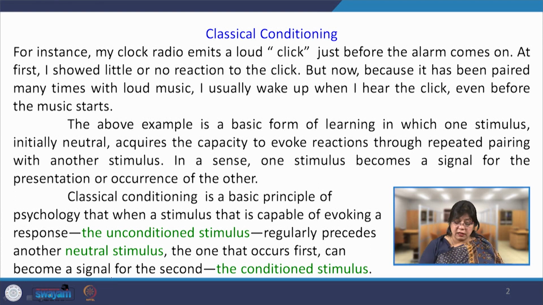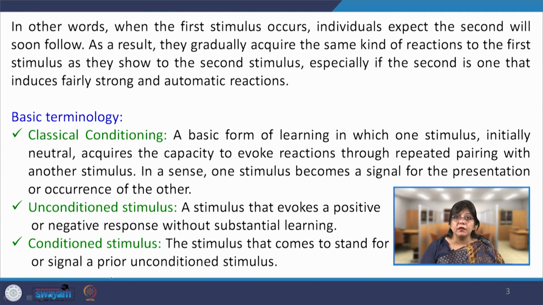Now, in this form of classical conditioning, when the first stimulus occurs, individuals expect the second will soon follow. As a result, they gradually acquire the same kind of reactions to the first stimulus. That is what I mentioned just now, that even the sound of the alarm evokes a response, but with the gradual process of pairing, the click of the alarm also evokes a similar reaction. So, in the long run, the click and the alarm sound both evoke a similar response from the subject or the person.